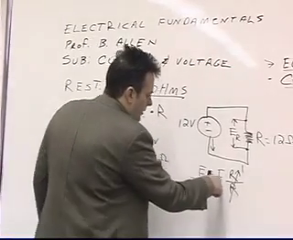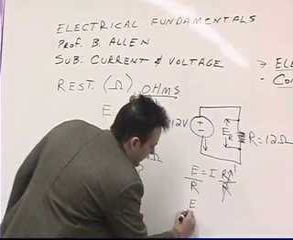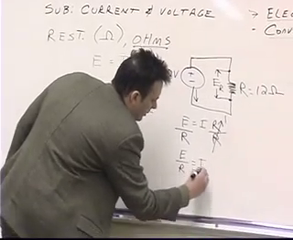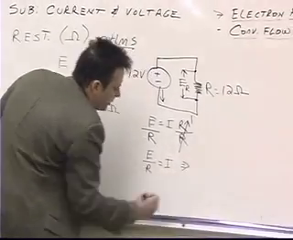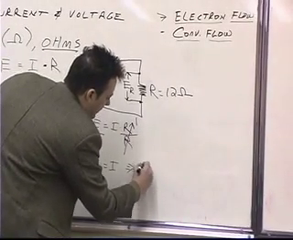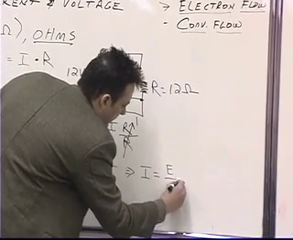So if we simplify this, we get E divided by R equals I, or we can move the I over to the left-hand side of the equal sign. I is equal to E divided by R.